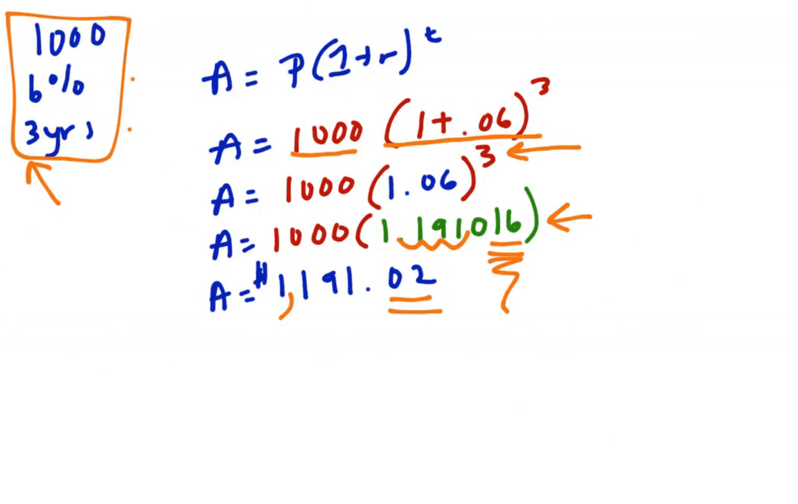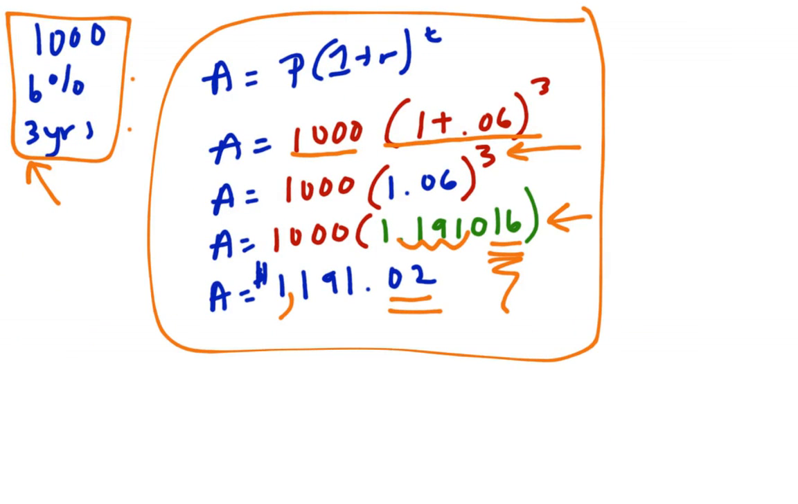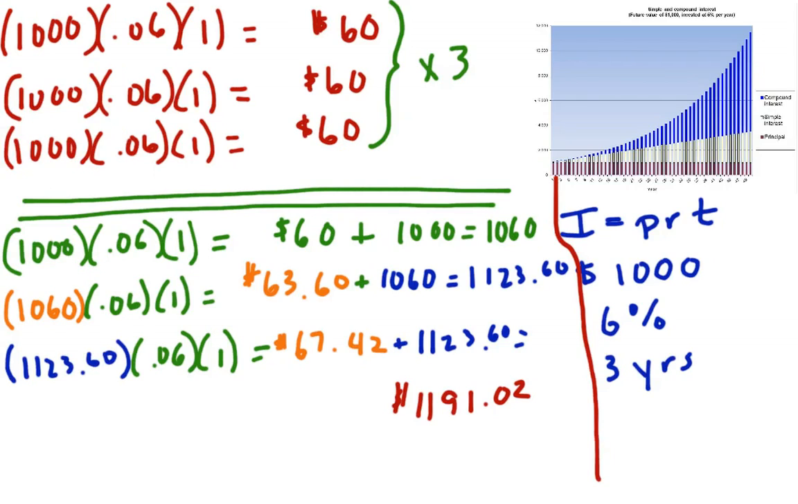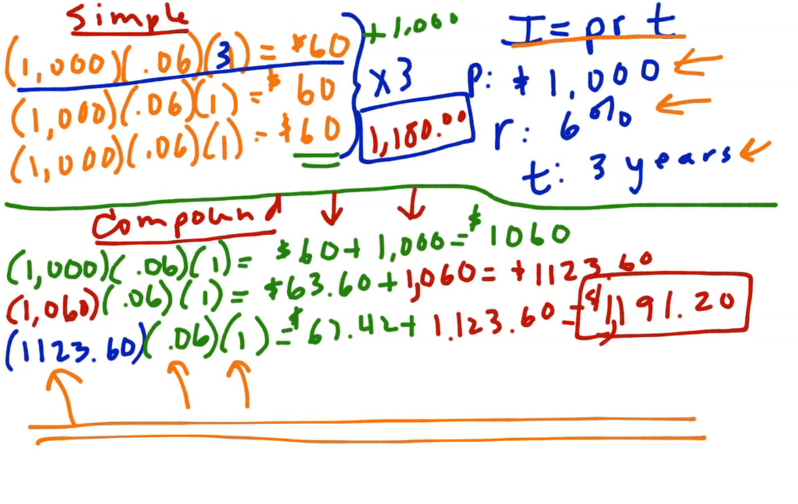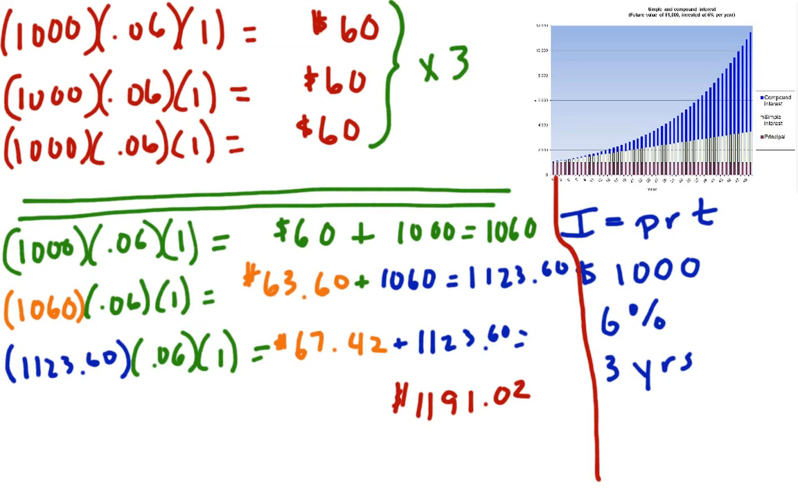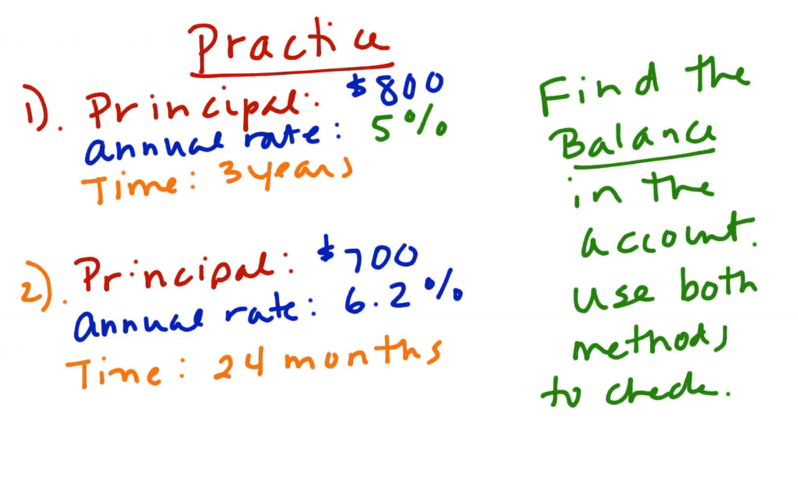So the formula is a little bit less work. It is something you have to memorize versus if you just logically think what would happen if you're adding the interest. You can derive compound interest without a formula. And I'd like you to know both ways. So I'm going to ask you to practice both ways with these two situations.